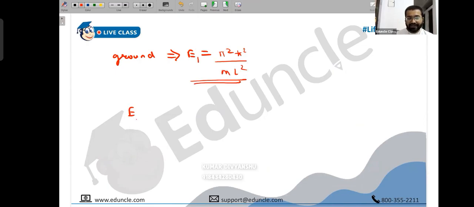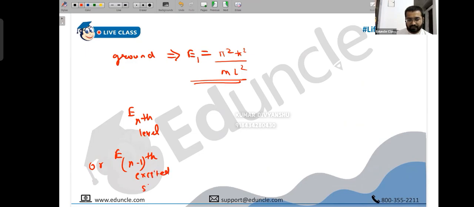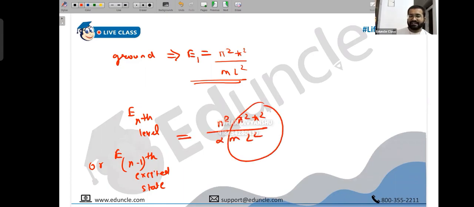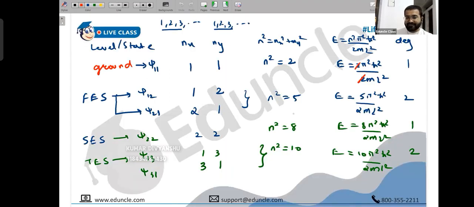Now, energy of the nth level, or you can also say, energy of the n minus 1 excited state. Second level is first excited state, third level is second excited state, fourth level is third excited state. So n minus 1 excited state. What is the formula for energy? n square pi square h square upon 2 m l square. But that's E1 times n square by 2. Shortcut formula: n square by 2 times E1. But actually, this n and this n are not the same. That's the problem. This n and this n have no connection whatsoever, because here n square is 2, n square is 5, n square is 8, n square is 10.